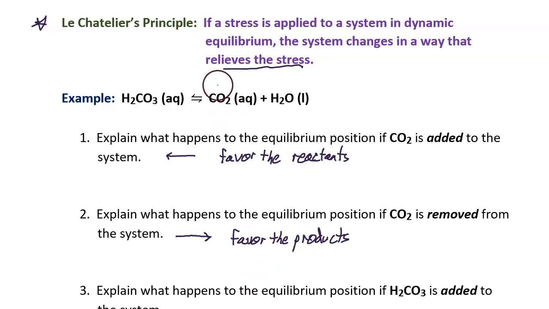Here is the reason. If the CO2 is removed, meaning if there's less of this product, how will the system respond to overcome that? It'll try to produce more of the product to replace that CO2. So the forward reaction will speed up.